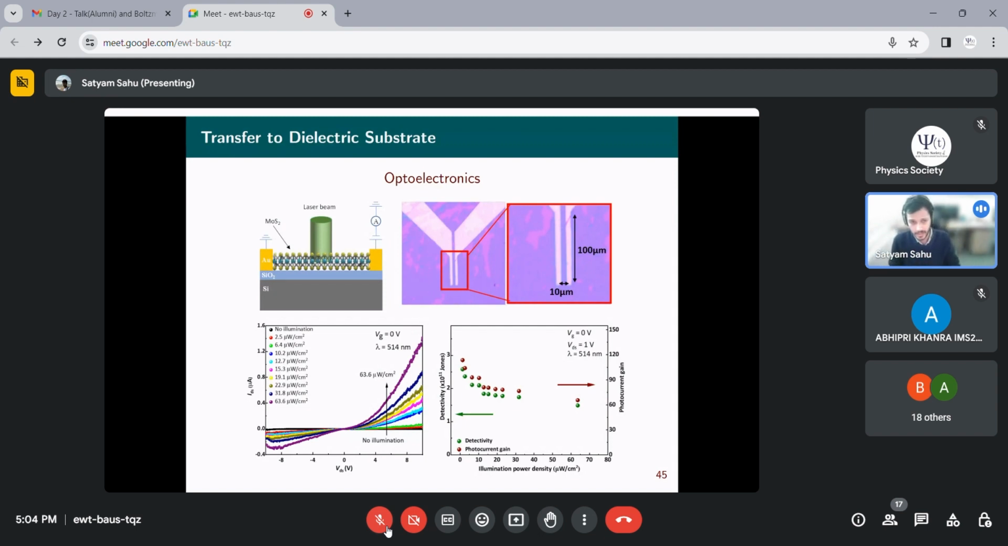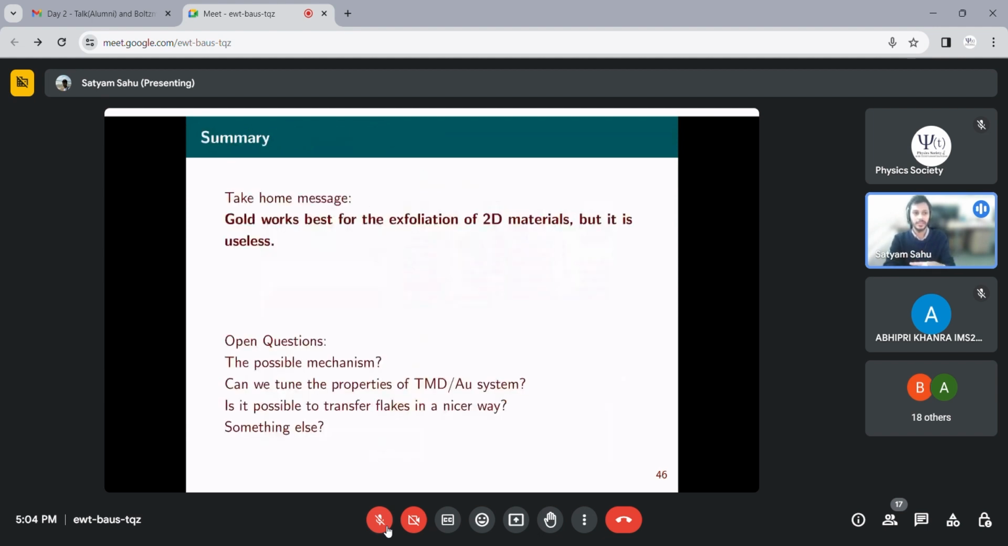So actually, this brings me towards the end of the third part of my talk. As a summary, the take home message for us is that gold works best for the exfoliation. As we have seen, we can have very large size flakes, but it is useless. We know already why it is useless, because you are changing the vibrational properties, optical properties, and you cannot use it for any transport measurements.